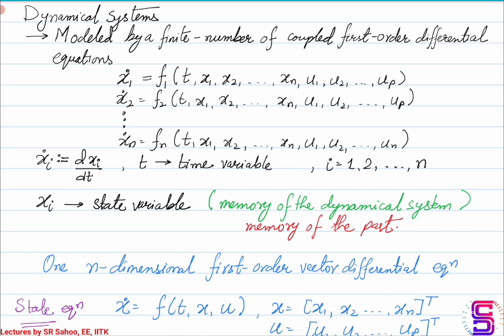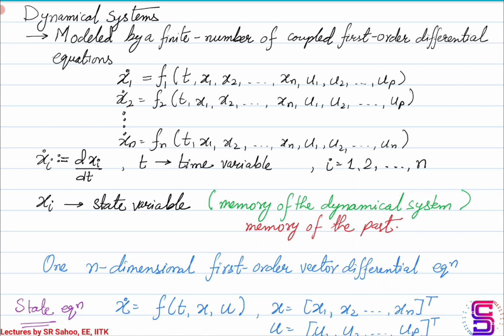So in this series of lectures on nonlinear systems, we'll be considering dynamic systems, basically systems which can be expressed in terms of differential equations and algebraic equations. More specifically, we'll be dealing with those systems which can be expressed with a finite number of coupled first order differential equations. For example, here there are n differential equations, x1 dot, x2 dot till xn dot. So x1, x2, xn are certain variables that are trying to describe how the system is evolving, and the rate of change of these variables x1 till xn are dependent on x1 till xn and the external input u1 till up.